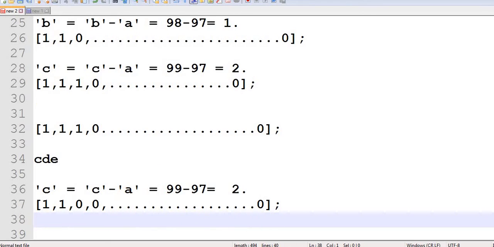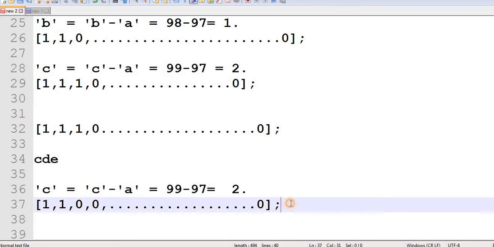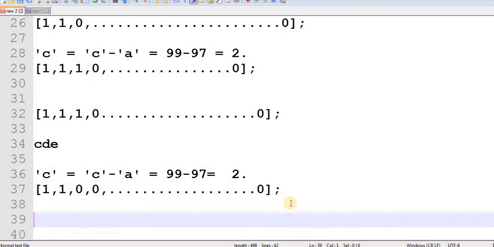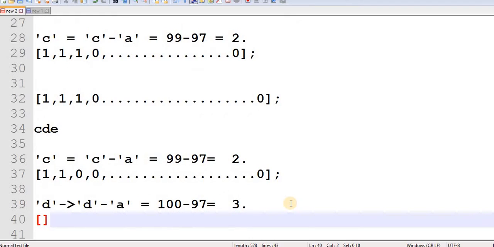Now the array would become, so the next input character is D, so its index would be D minus A, is equal to 100 minus 97 is equal to 3. So at index 3 I am going to decrement the count. So it would become 1 comma 1 comma 0 comma minus 1 and so on, followed by zeros.